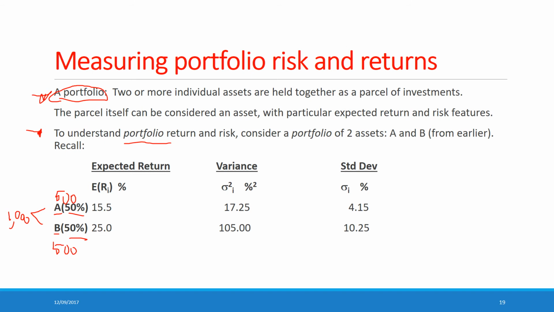From the individual assets, we could compute the expected returns, and it's given at 15.5% for asset A and 25% for asset B. We're also given the variance of the returns of A and B. Asset B obviously has a much higher variance compared to asset A.